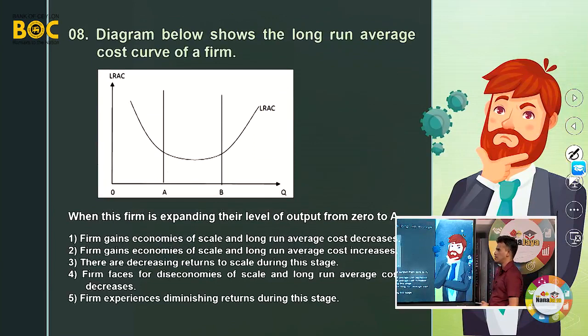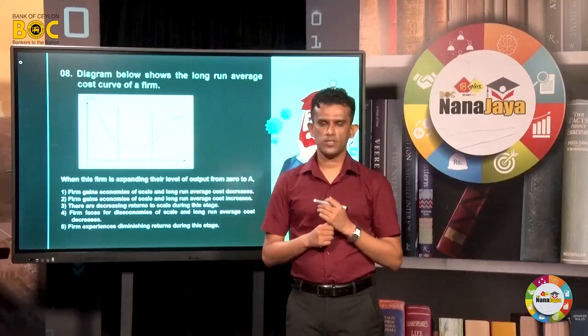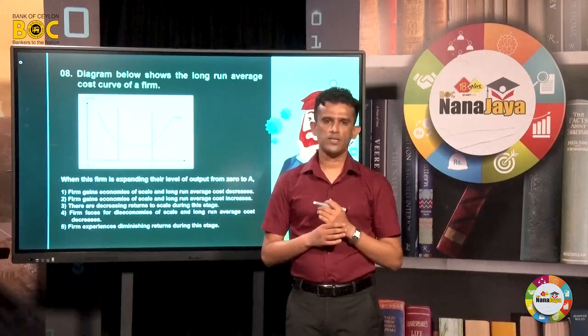Right, question number 8. The diagram below shows the long run average cost curve of a firm. Right. I gave a brief explanation regarding the long run cost of production at the beginning when we were learning about the short run and the long run for the first question. There, what did we mean by the long run? Long run refers to the time period in which the production is increased by increasing all types of inputs. All inputs become variable within the long run production process.